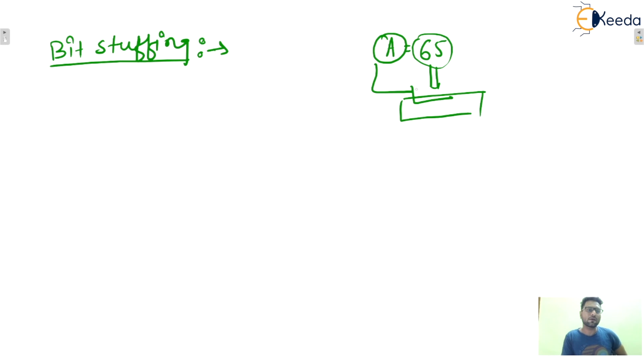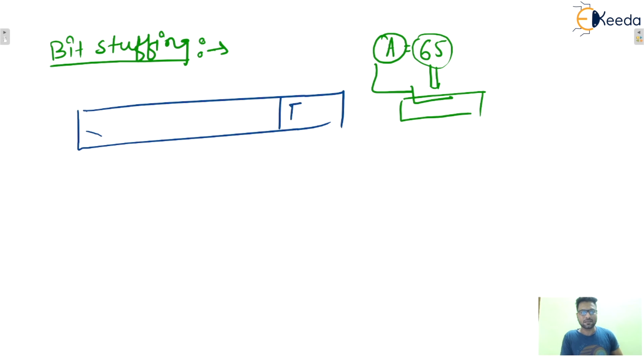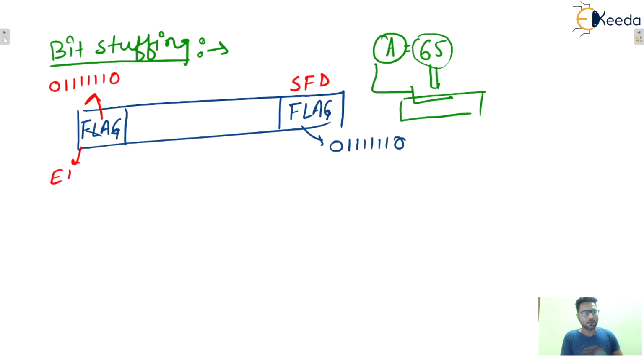What is the meaning of bit stuffing? Let's say there is a flag, that is, let's say, the starting delimiter, and let's say this is the ending delimiter. And let's say the flag is a special pattern, that is 011110. That is the flag. Let's say this is also the same flag, 011110. This is the SFD, and this is the ED. SFD represents the start of the frame, ED represents the end of the frame.